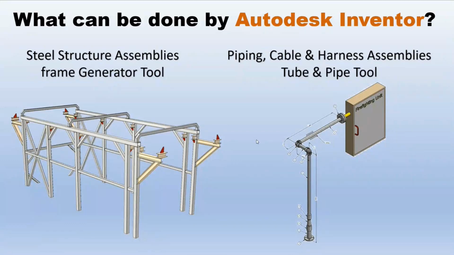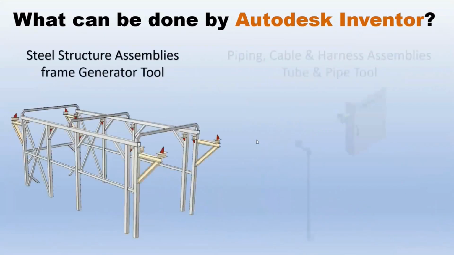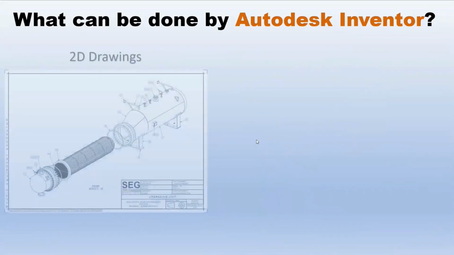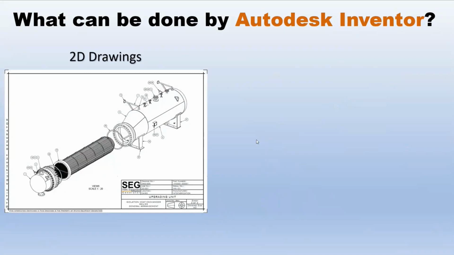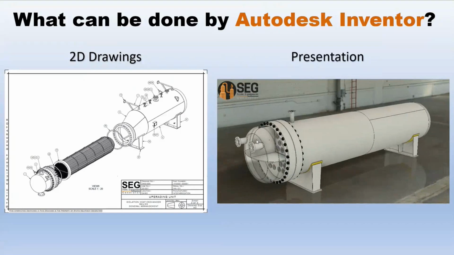and you can make it by using the sheet metal and solid parts, which we discussed on this slide. So by using the combination of those features, you can make a complete skid. You can prepare 3D drawings, which include a bill of material for your mechanical part. You can make a presentation like that.